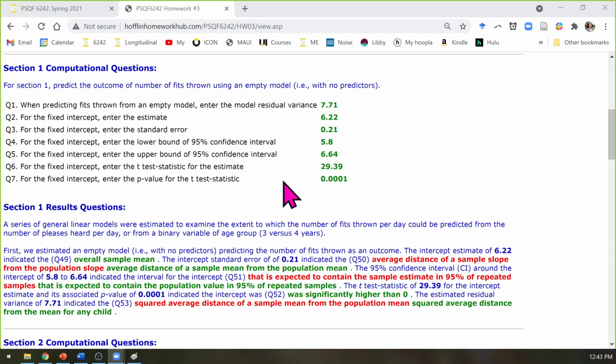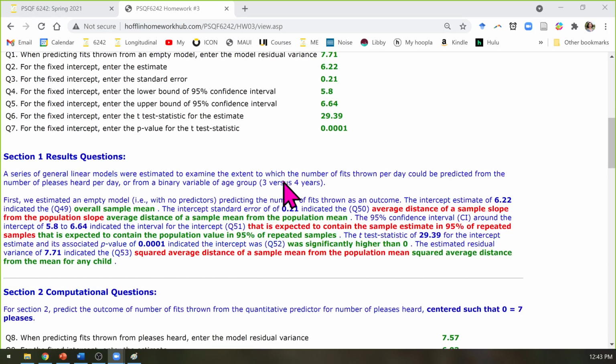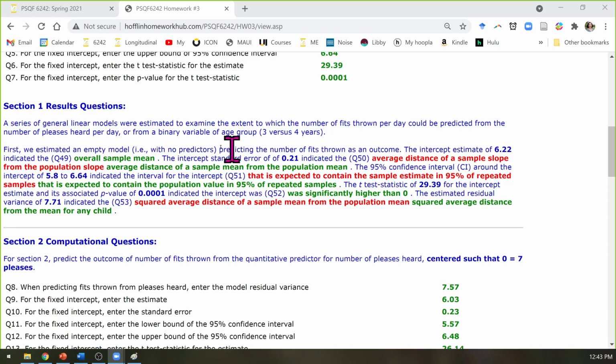If you have questions on how you should have gotten the right answer, I'm happy to answer those questions, but I'm going to just go through this as if the computation parts were correct. So section 1 was an empty model. In the empty model, all you have is a fixed intercept and a residual variance.